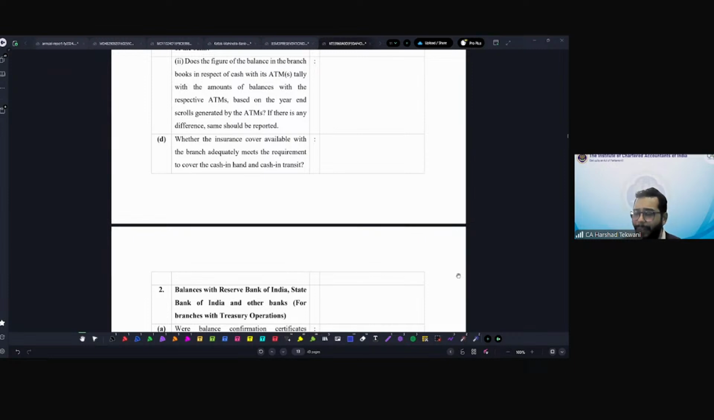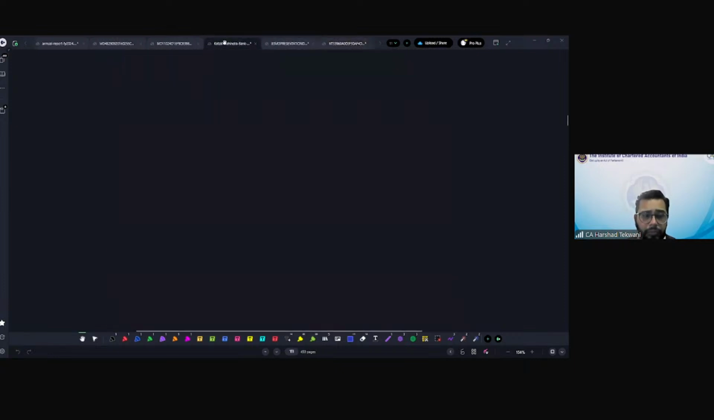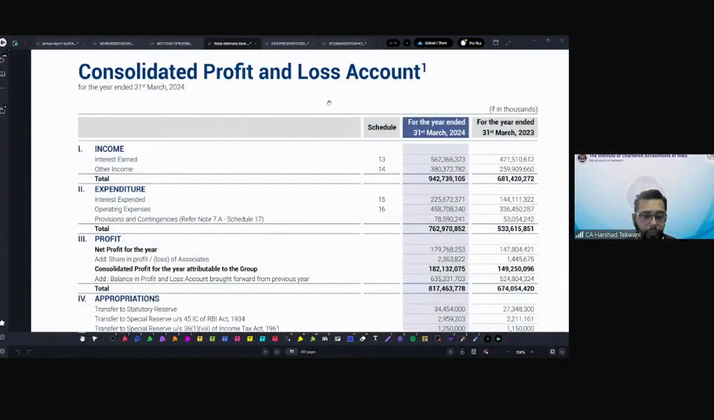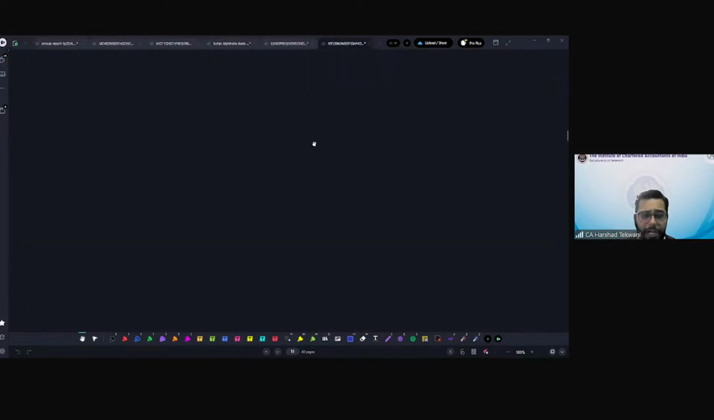Like, available to general users, meaning? I wanted to ask whether the independent auditor's report is available in the public portal also, so that everyone can see and read it. So this report also can be available? No. These reports are generally not available.